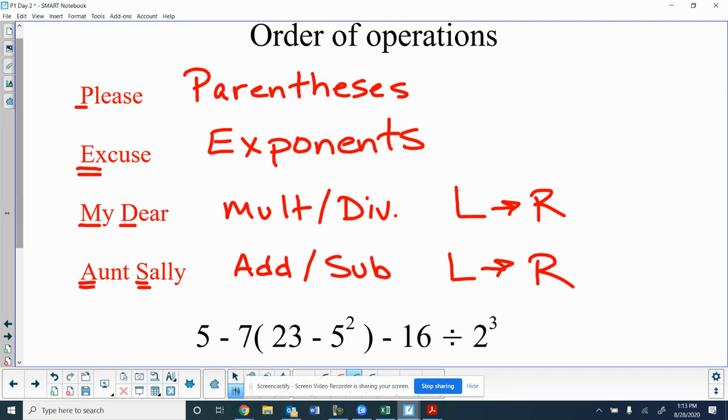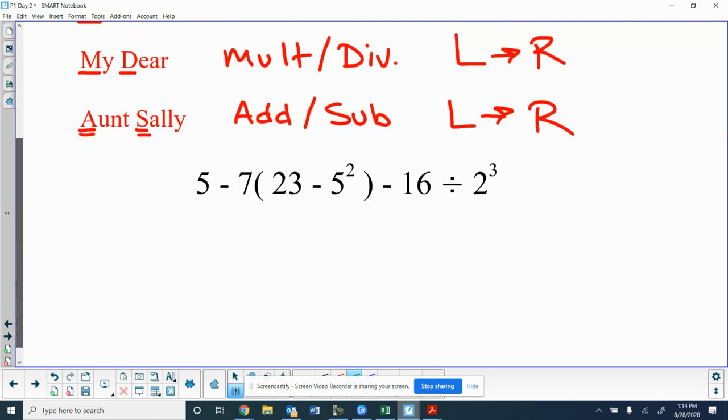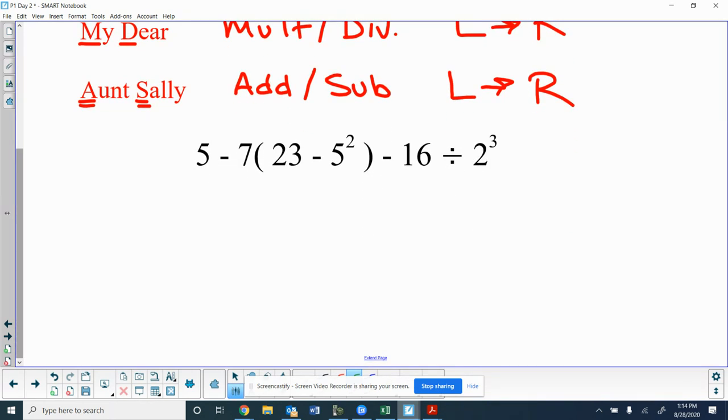My dear goes with multiplication division. They have the same importance. So sometimes we might divide before we multiply, depending on when it shows up. You just read it like you're reading a book, left to right. Whatever shows up first, you do first. And then Aunt Sally stands for addition and subtraction. Same thing, they are both the same importance. So whatever you see first going left to right, you do. You guys know how to do that, right? So I would like you to do that problem right there without using a calculator and following the order of operations.